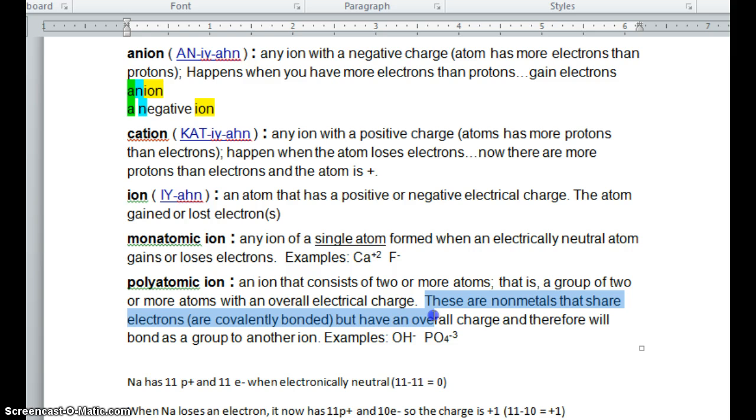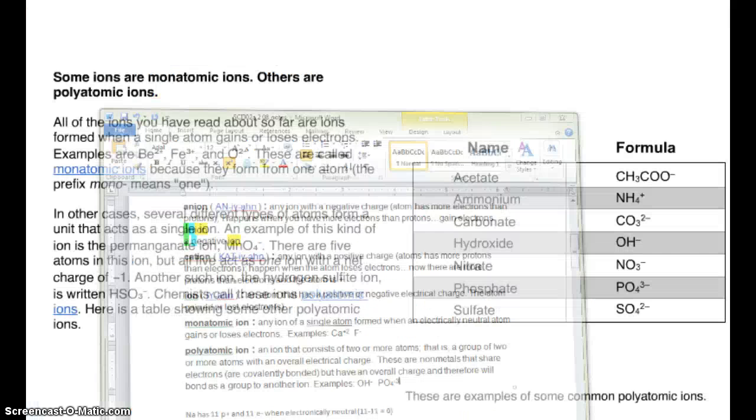So these are nonmetals that share electrons, which is called covalently bonded, which we'll get to, but have an overall charge and therefore will bond as a group to another ion. So OH negative is going to bond to, say, calcium. Phosphate, or PO4 -3, is going to bond to, say, aluminum. So it's going to bond as a group. It's a pre-made group. It's an ion.